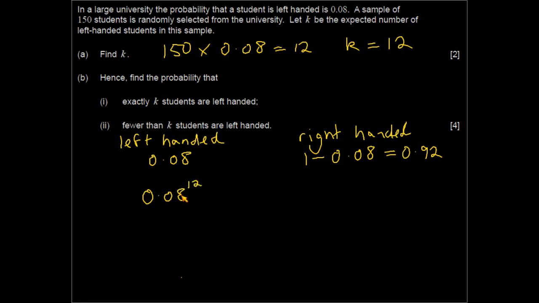Once I'd selected my 12 left-handed students, I would then need to select 138 right-handed students, because there's 150 altogether. After I've selected 12 left-handed students, I'd need to find 138 right-handed students, and so the probability of finding them both would then be 0.92 to the power of 138. Now that would be the probability of first of all selecting 12 left-handed students and then afterwards selecting 138 right-handed students. Now to get the total answer, I'm going to need to multiply that by the different permutations and different orders I can do that in.